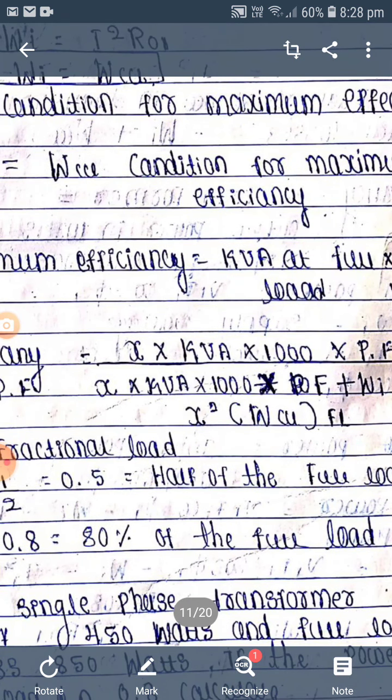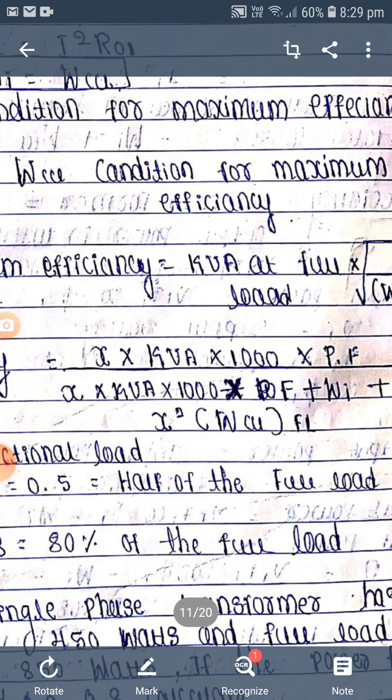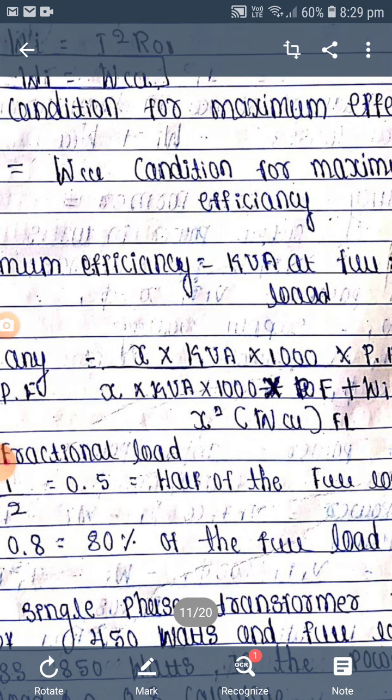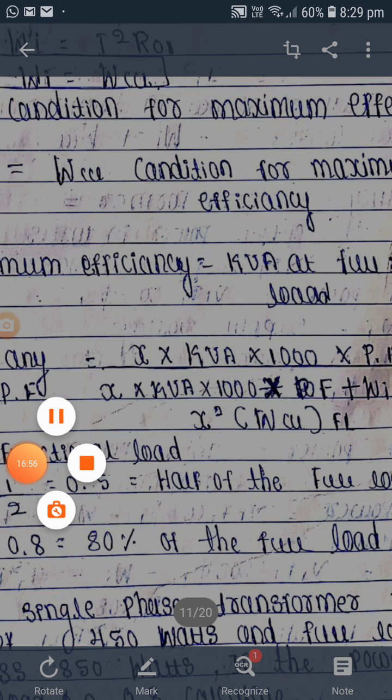Suppose you need to calculate the efficiency at 50%, then X becomes 0.5. You can calculate the efficiency at 90%; during that time, X equal to 0.9. Then for 25% of full load, X becomes 0.25. In the next class, I'll solve some of the problems.